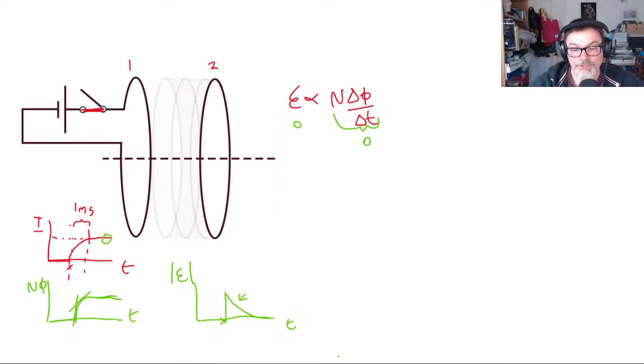It's just a downwards curve. So in other words, we can create a spike of EMF in that second coil. So that's the first thing: what happens to the EMF? But the second is what happens to any force between these two coils.